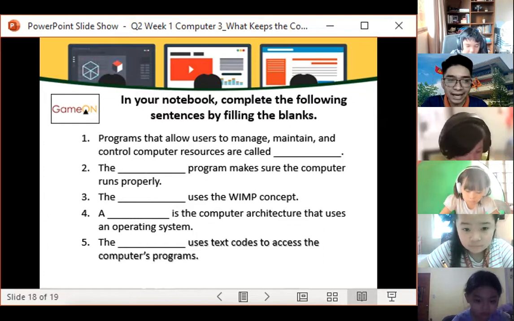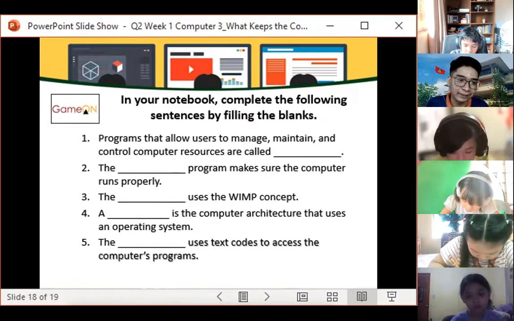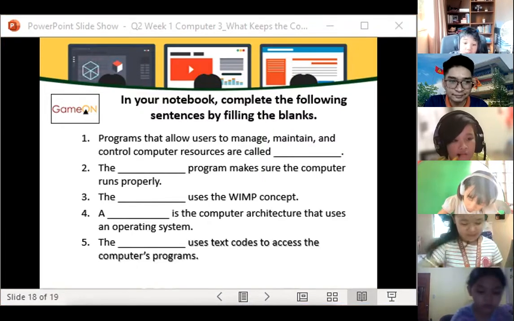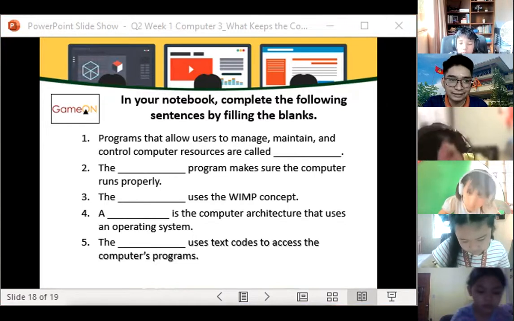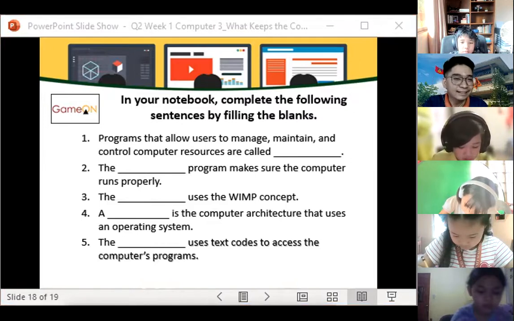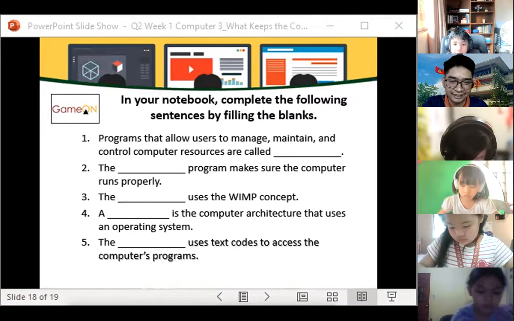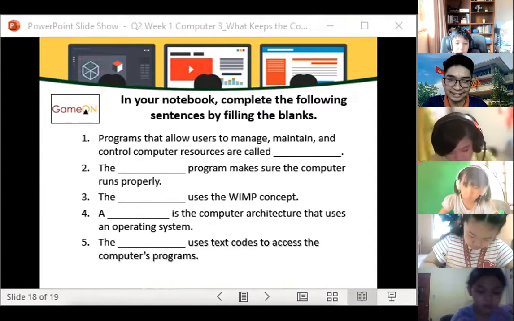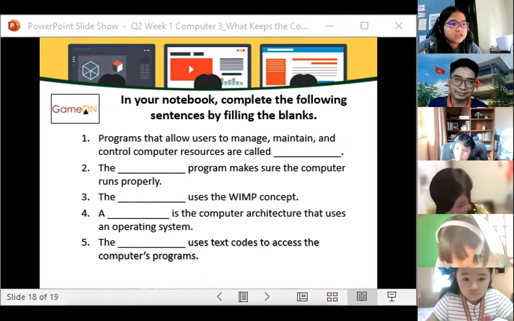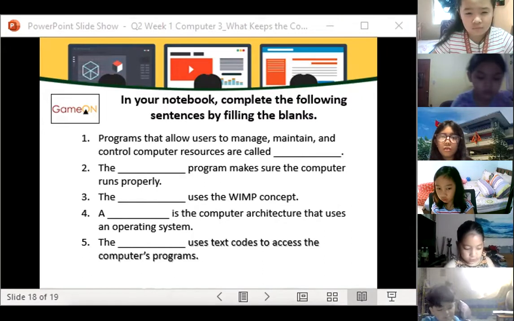Number two. The blank programs make sure that the computer runs properly. What kind of program is that? Anyone? Ito yung last na diniscuss natin. It's the janitor of the computer. Yes, Sophia? Do we still have to copy it to notebook? No. Again, number two. What's number two?